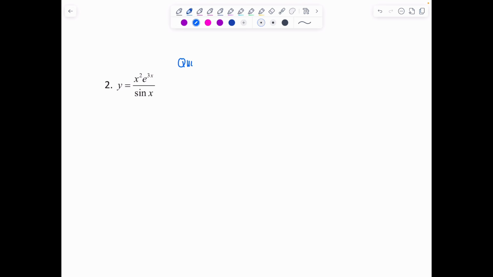While I'm doing the quotient rule, notice in the numerator, I'm going to need to do product rule and chain rule because we have e to the 3x. Okay, so here we go. Y prime, I'm going to say the little rhyme.